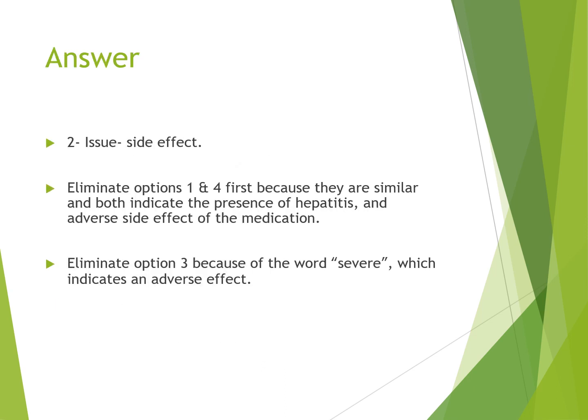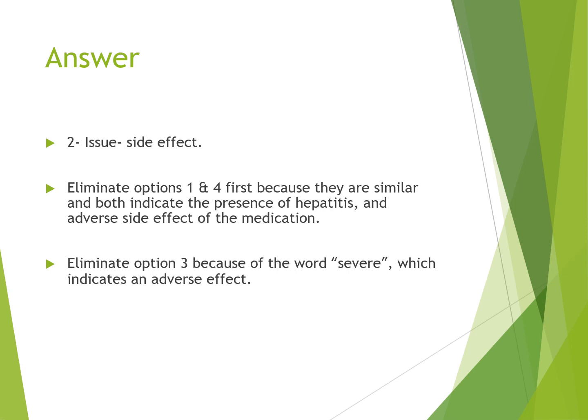Focus on the key issue here, right? So again, we eliminate options 1 and 4. Test taking strategies. First, because they are similar, right? The yellow, yellow, jaundice, jaundice, right? And both indicate the presence of hepatitis, an adverse side effect of the medication. We're not looking for an adverse effect. We're looking for what? Side effect, right?